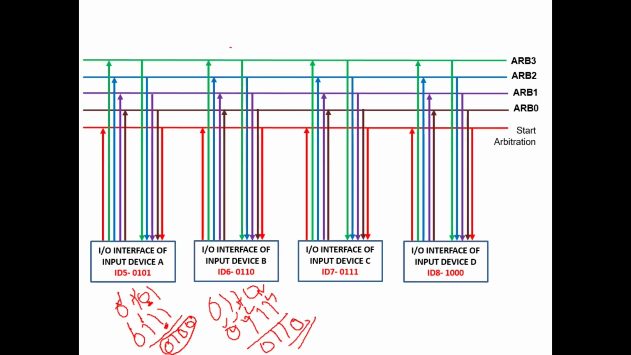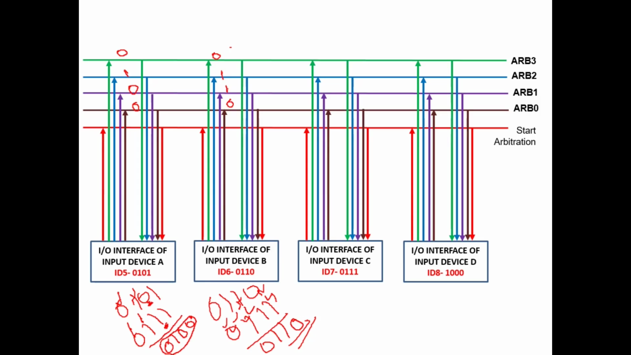Now again we start the repeated process. The new value is placed on the arbitration line. So what is the new address placed by device A? That is nothing but 0, 1, 0 and 0, the new ID after comparing with the logical OR arbitration value. Similarly, device B also has changed its ID to 0, 1, 1 and 0.